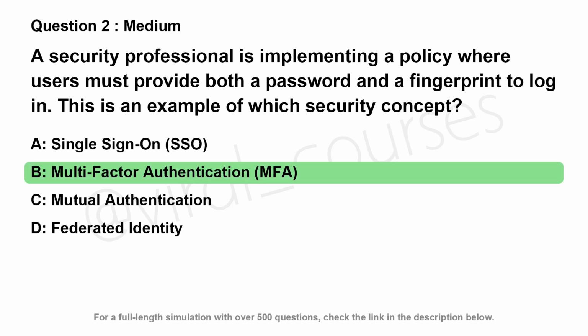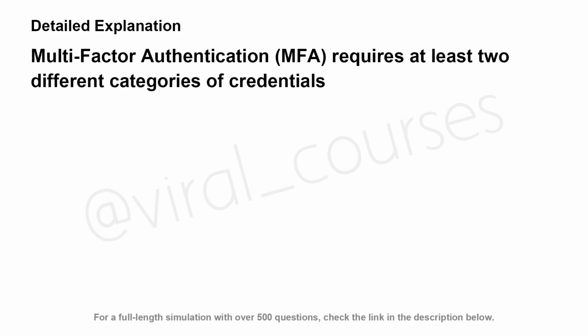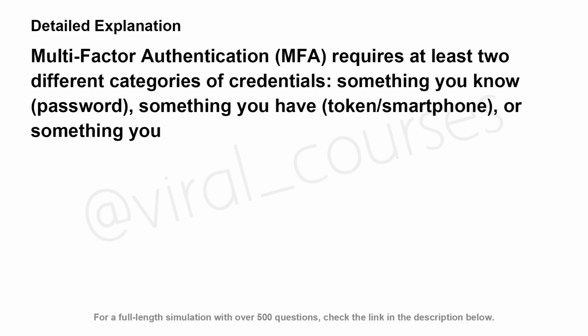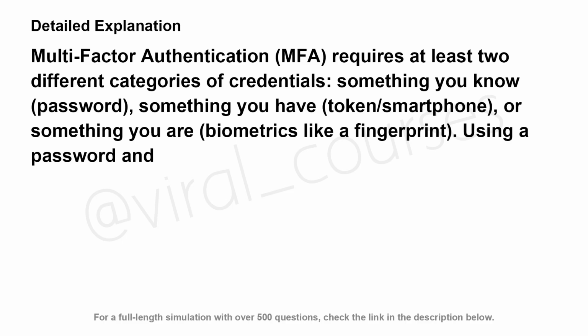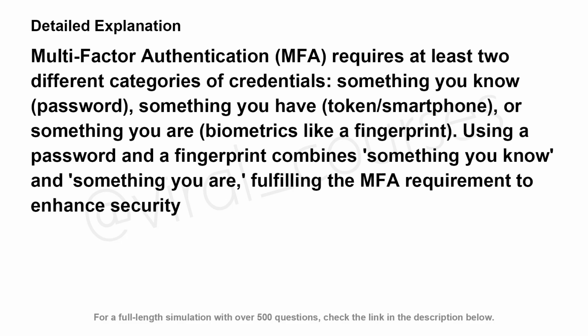The correct answer is B. Multi-factor authentication, MFA, requires at least two different categories of credentials: something you know, like a password; something you have, like a token or smartphone; or something you are, like biometrics such as a fingerprint. Using a password and a fingerprint combines something you know and something you are, fulfilling the MFA requirement to enhance security beyond just a password.